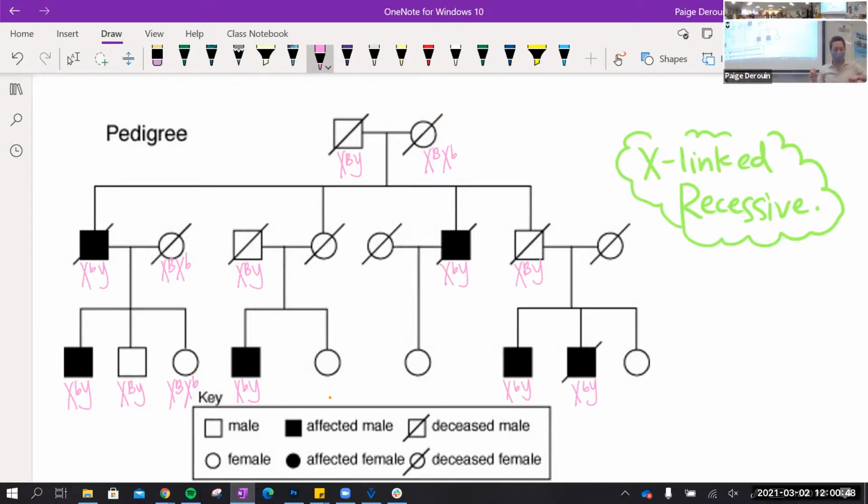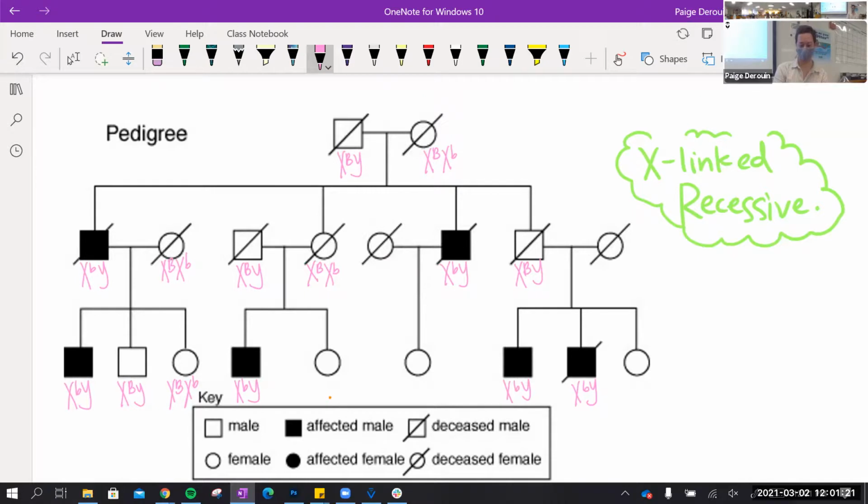Okay, let's move to the next family. This woman here, what do we think about her? Carrier. Do you know for sure? Oh, wait, no. You can't know for sure, right? Oh, wait, yes, you can. Yeah, you can. You're right, Toby. Sorry. Because her son has it. Okay, good job.